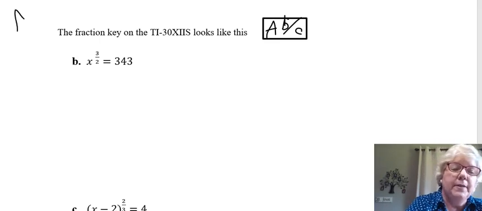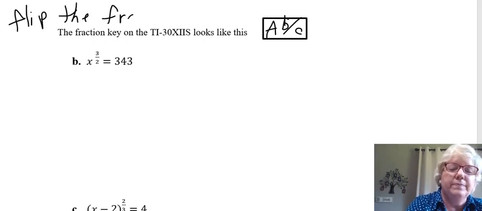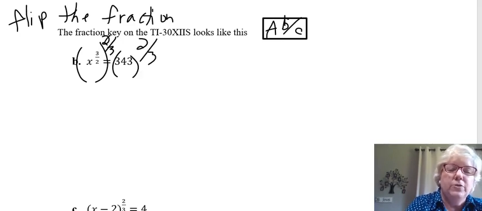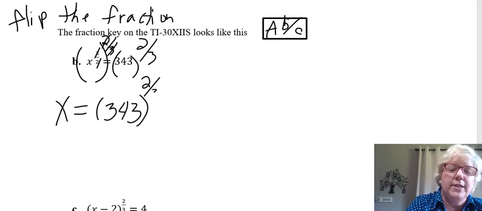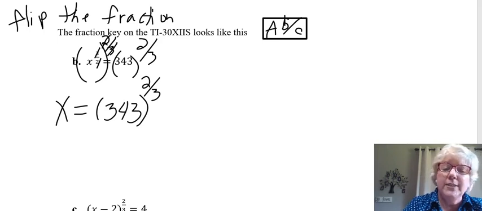You flip the fraction to solve. So I flip over, and that becomes 2 over 3, and then this is 2 over 3. The 2's cancel, the 3's cancel. It's x equals 343 to the 2/3 exponent. Now you can put that directly into your calculator, and I would type it just as I have it written here by hand.